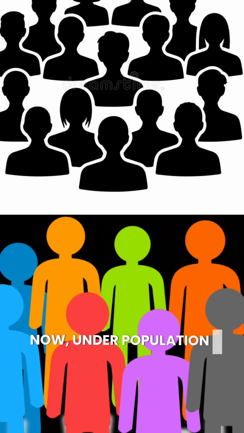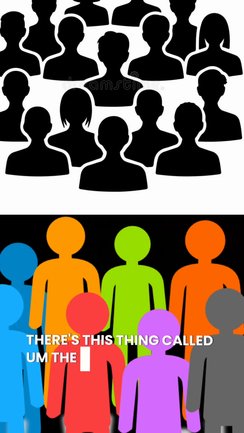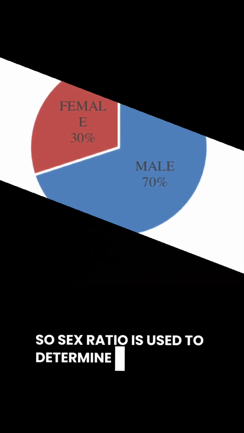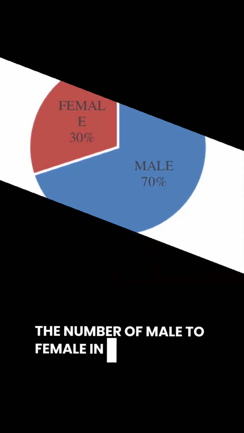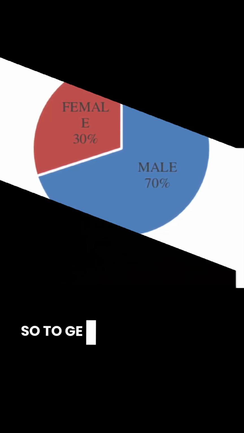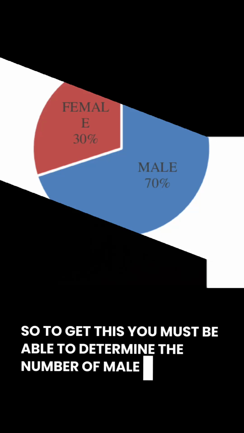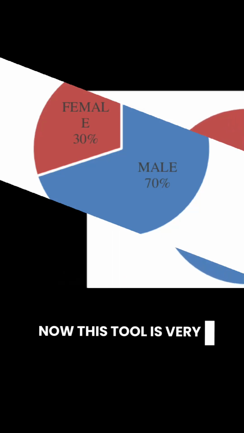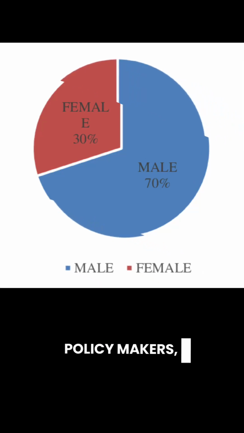Now, on the population stage, there's this thing called the sex ratio. Everywhere you go, there are two sexes that you see. We have either the male or the female in a population. Before I explain what the sex ratio does, let me give you the definition. Sex ratio is used to determine the number of males to females in a given population. To get this, you must be able to determine the number of males per 100 females in a given population.